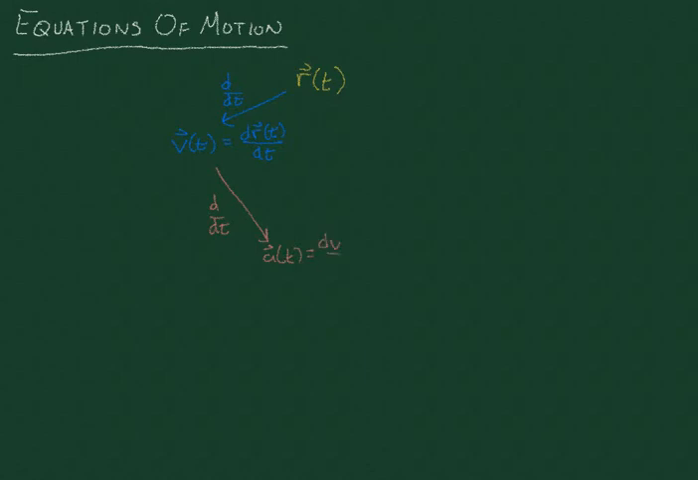which is the first derivative of velocity, which is also the same thing as the second derivative of position. Right, but then we can also go back the other way. We can take an integral, and so we see that velocity is the integral of a dt, and then position is the integral of velocity.